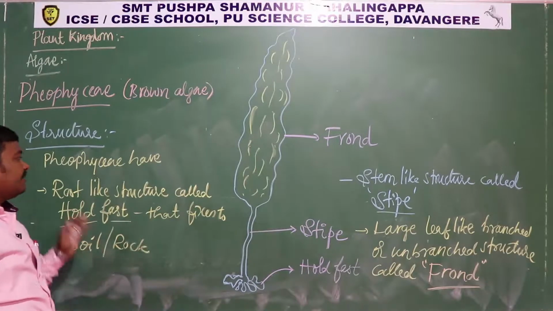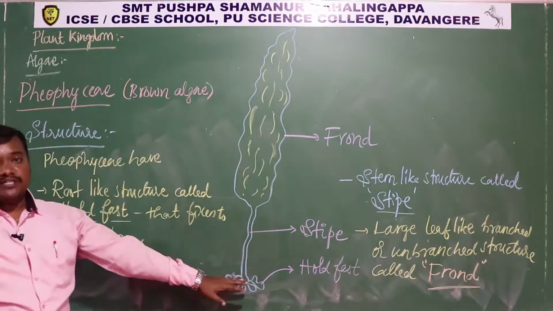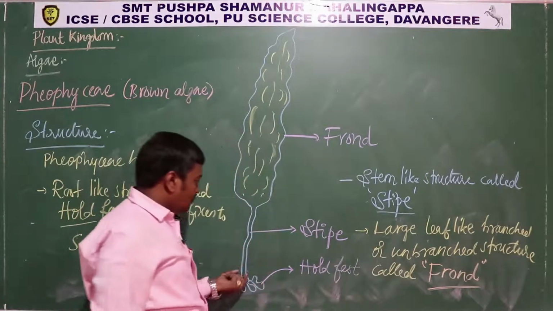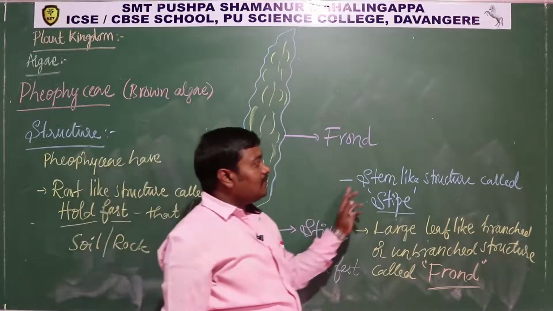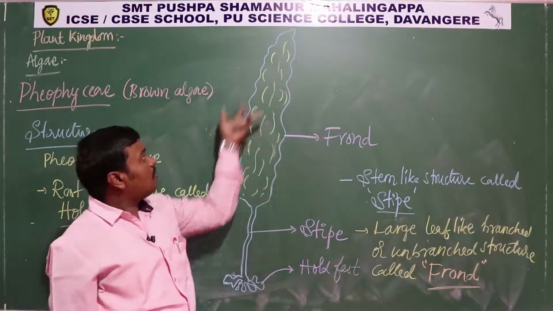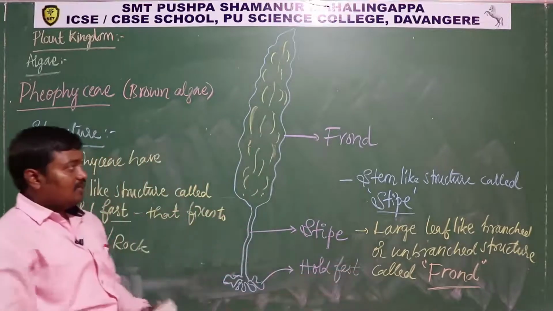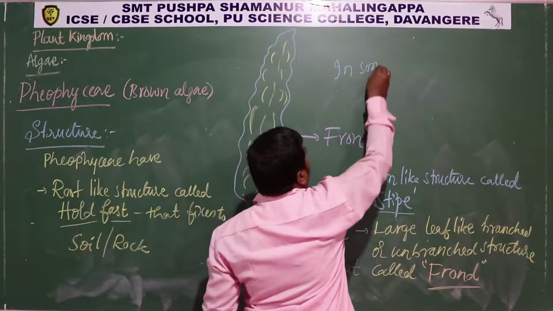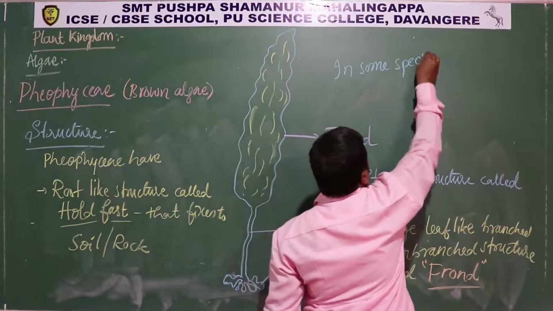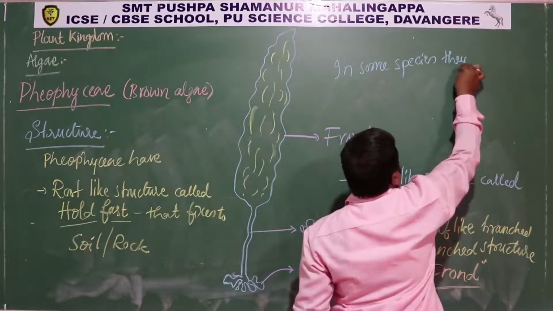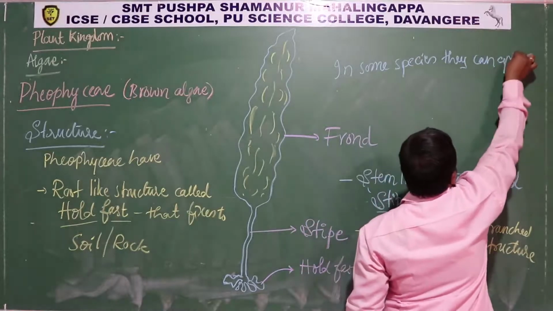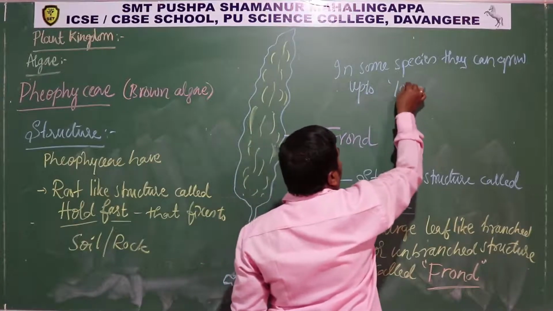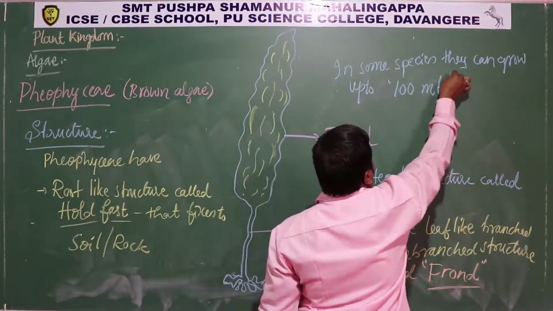Phaeophyceae have a root-like structure called holdfast that is fixed to the substratum like soil or a rock, which acts like a root, and a long stem-like structure. That stem-like structure is called the stipe, and a large leaf-like structure is called the frond. Okay, in some species they can grow up to 100 meters.